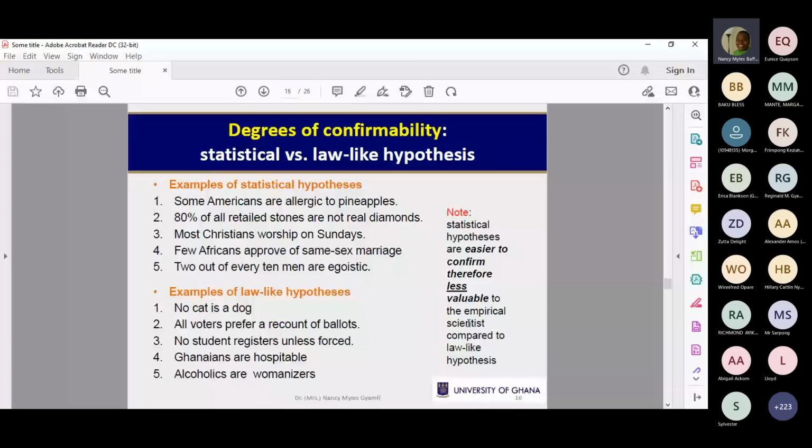So if I had the statement, all metals expand when heated, sitting on my table, and the other statement is most metals expand when heated, sitting on my table, as an empirical scientist, the lesson here is the empirical scientist will prefer, value, cherish the one that is easily possible to make false, which is what? All metals expand when heated, than the statistical one.